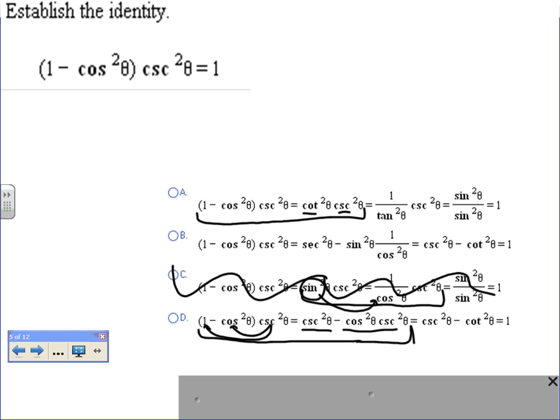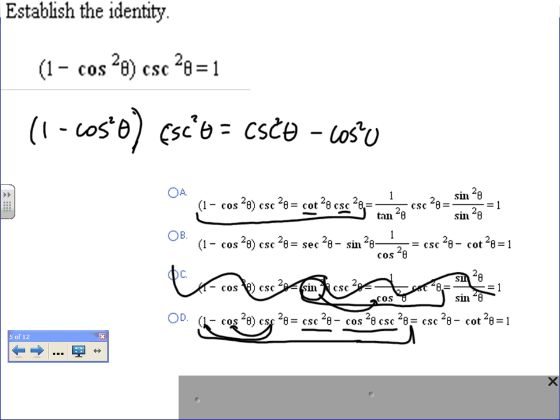All right, so let me write this down and actually start working it now. So I've got an idea of where to start besides the way that I wanted to do it in the beginning anyway. So I guess I really needed those parentheses right there. All right, I just recopied it. And now I'm going to distribute. So that would give me cosecant squared theta minus cosine squared theta cosecant squared theta. Okay, so now let's see if we can figure out an idea of what we can do with this.